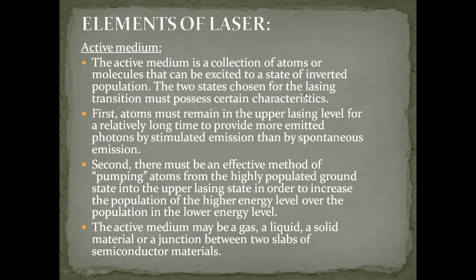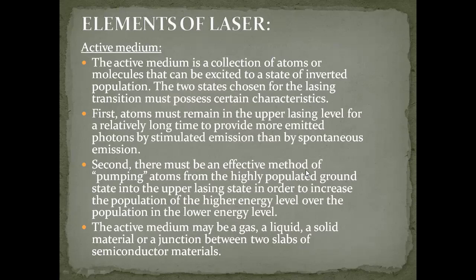The 2 states chosen for the lasing transition must possess certain characteristics. First, atoms must remain in the upper level for a relatively longer time to provide more emitted photons by stimulated emission than by spontaneous emission, which is nothing but the creation of population inversion. If that population inversion is created, that is N2 greater than N1, obviously stimulated emissions will be predominant over the spontaneous emissions.